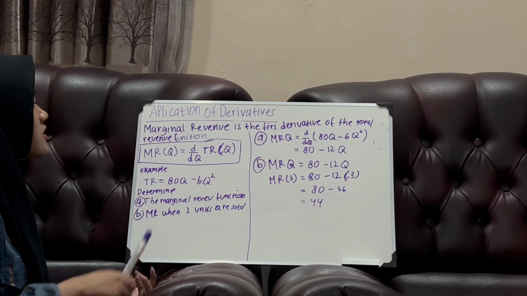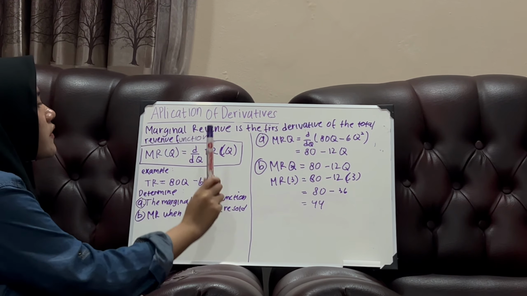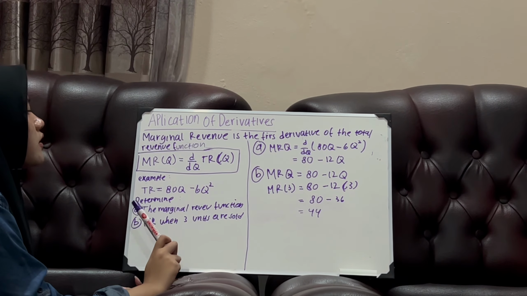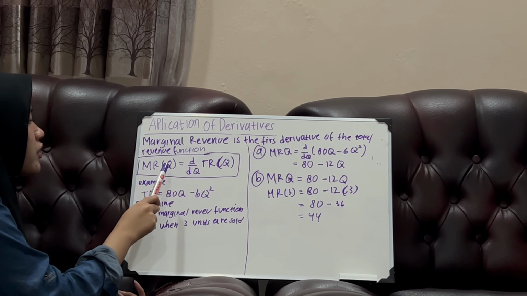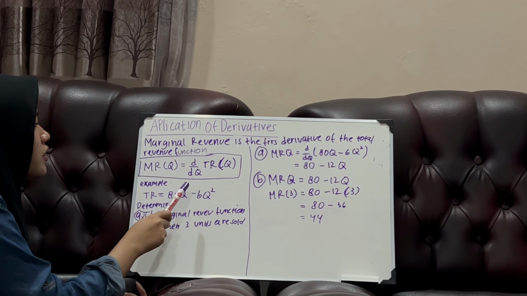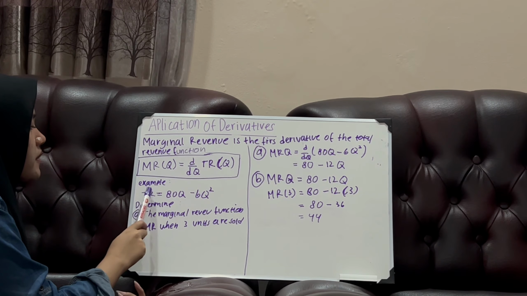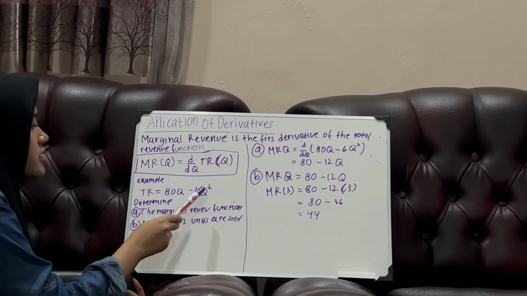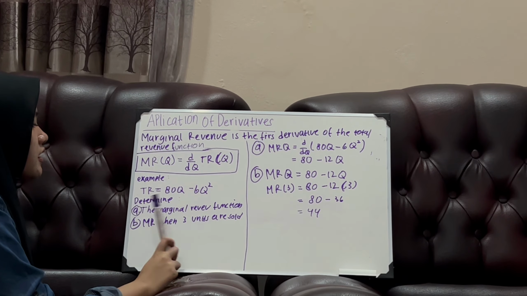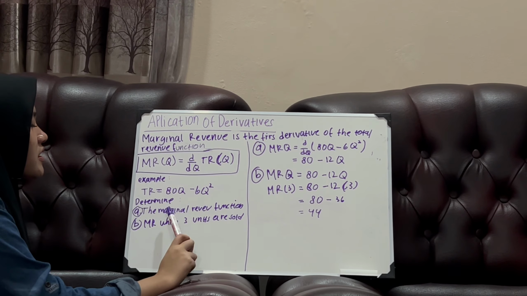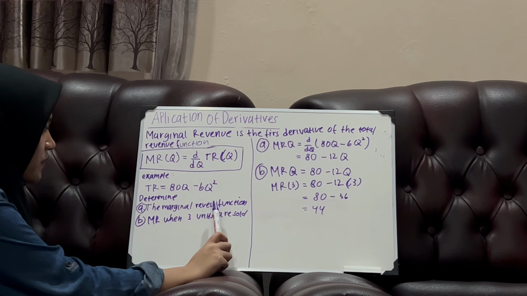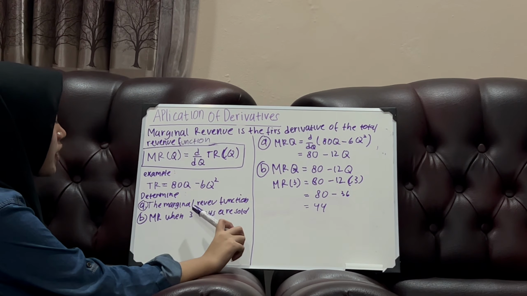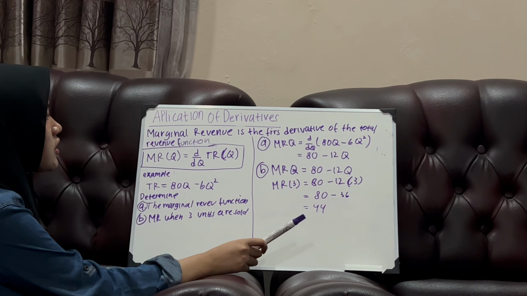The second is marginal revenue. Marginal revenue is the first derivative of the total revenue function. The formula is MR(Q) equals d per dQ of TR(Q). Example: TR equals 80Q minus 6Q squared. Determine A, the marginal revenue function, and B, MR when 3 units are sold.